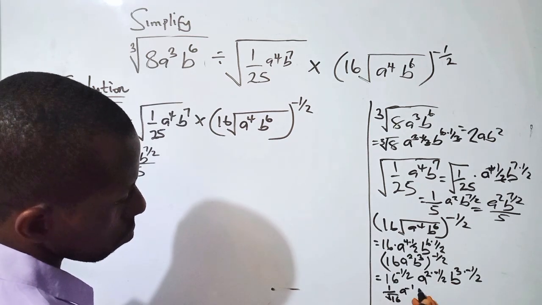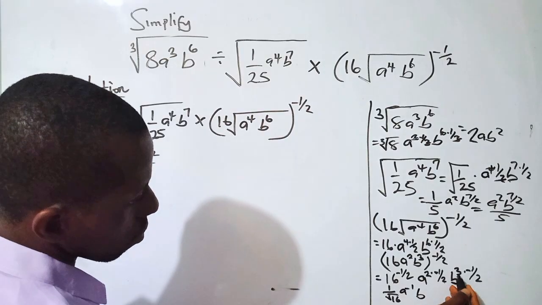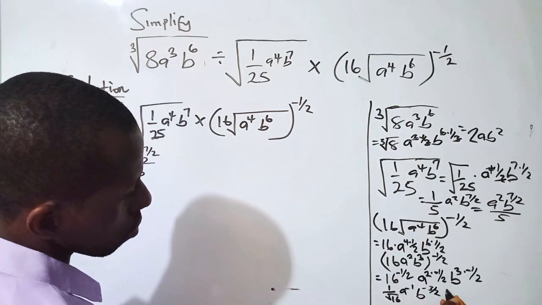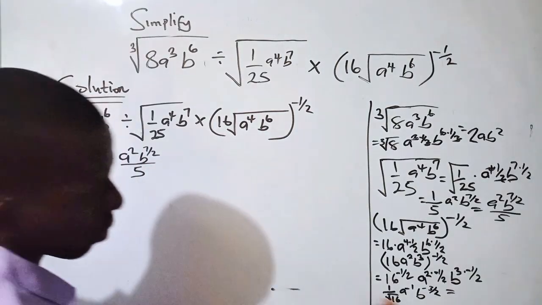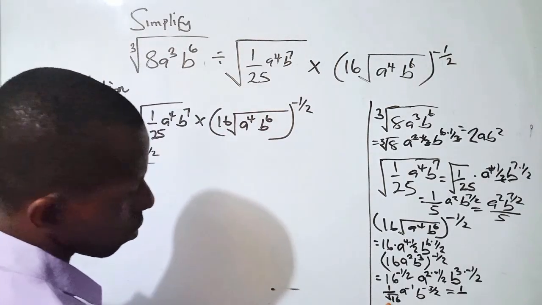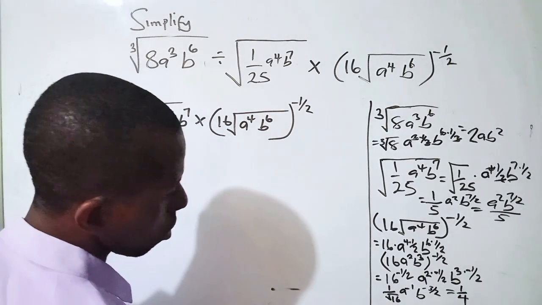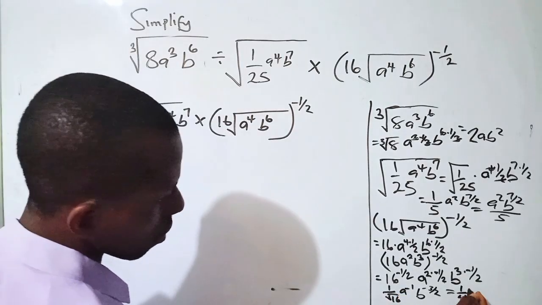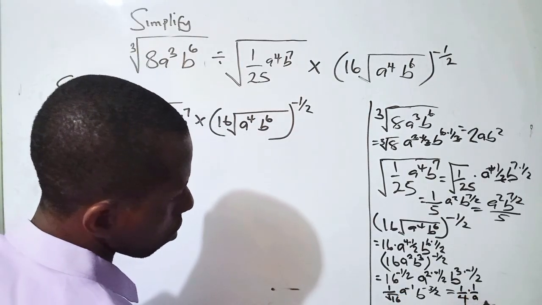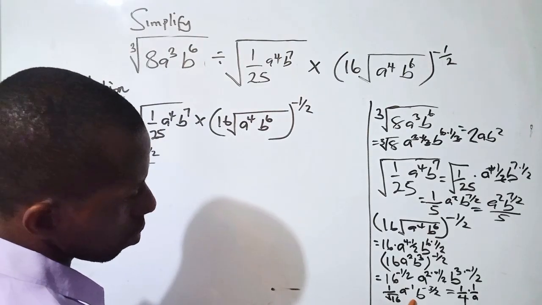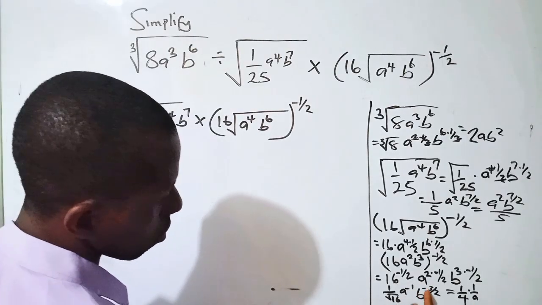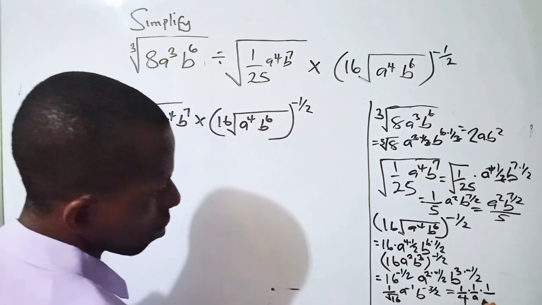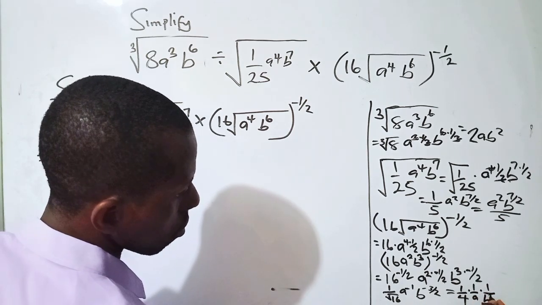and this we have it as b. So 3 times minus half, we have it as minus 3 over 2. Which implies 1 over the square root of 16 is 4. So we can write a raised to power minus 1 as 1 over a. We can have b raised to power minus 3 over 2 as a result of the minus, so we have it as times 1 over b raised to power 3 over 2.